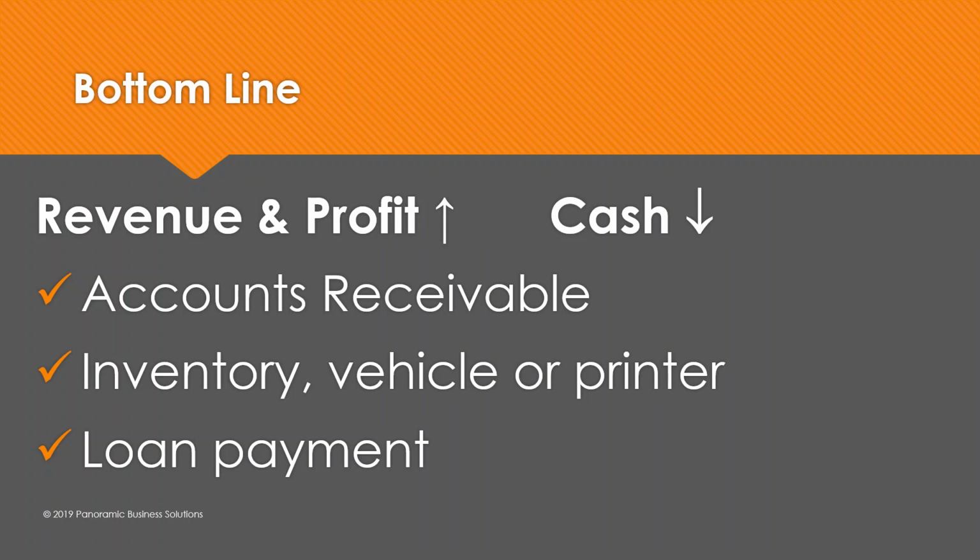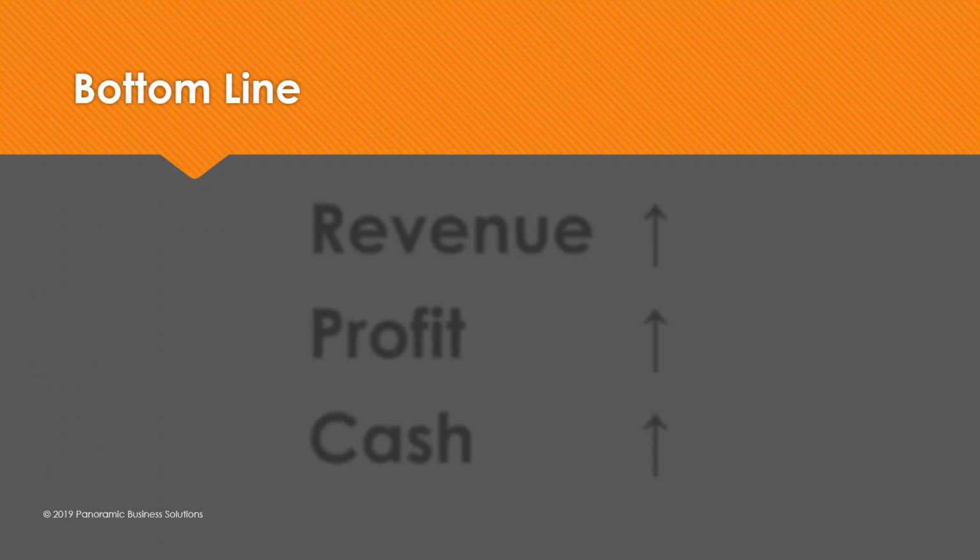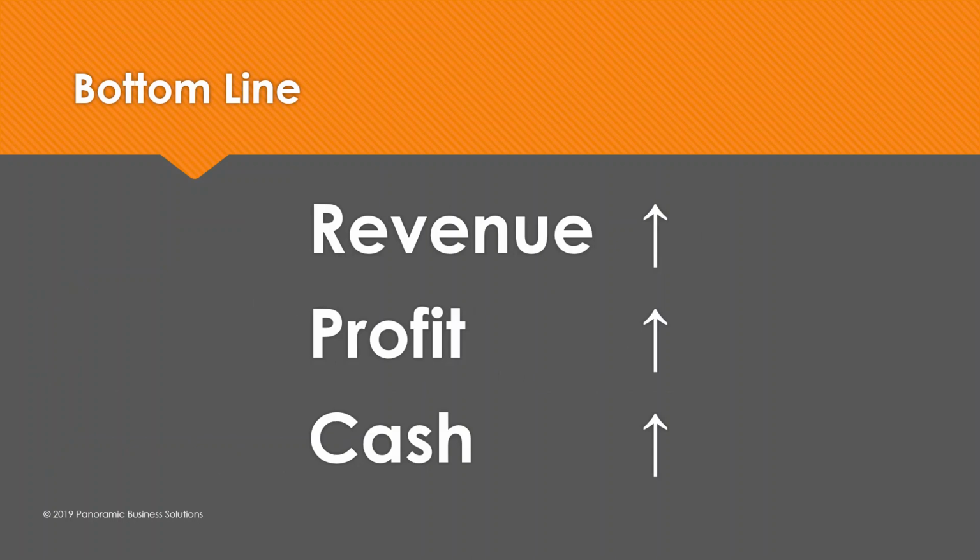But the key is to really take the time to understand why they are not all moving in the right direction. Ideally, in the perfect world, you want to see revenue increase, profit increase, cash increase. Nothing in your business happens by accident. It's really fun to watch your revenue increase, but it takes all three of these: revenue, profit, and cash to grow a financially strong business.